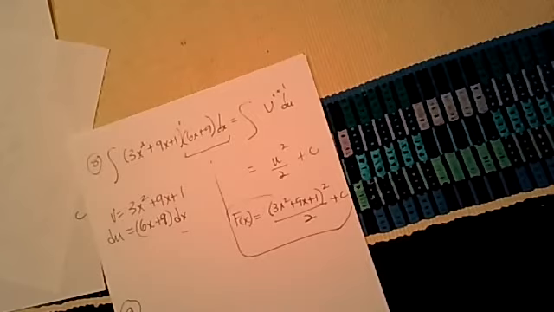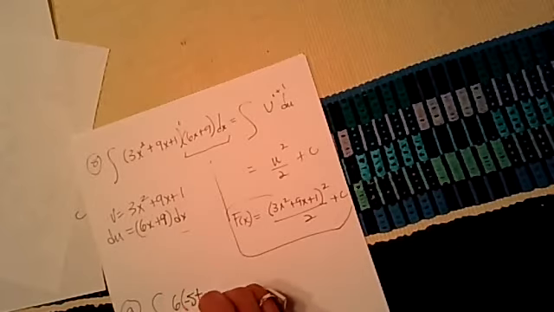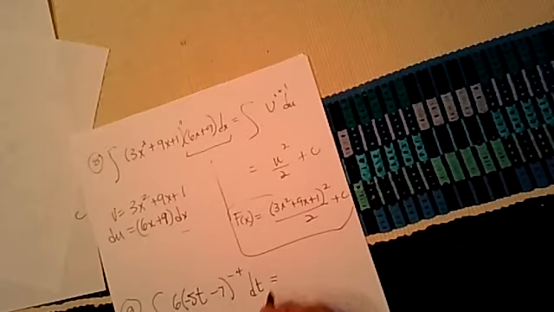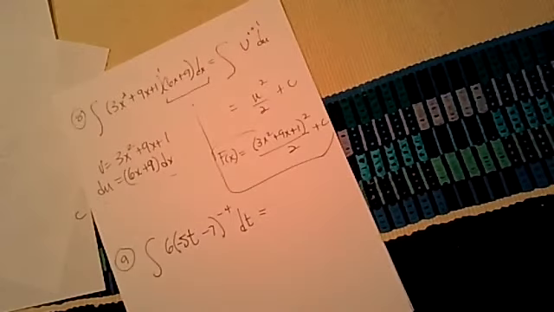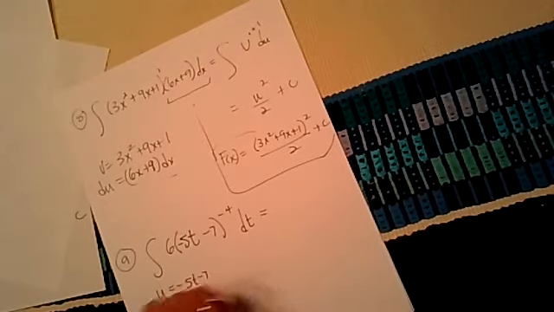Let's make sure we get some fractions. And then there's one that's a little bit, 6 times negative 5t minus 7 to the negative 4 dt. Okay, so it says use substitution, so we always let u be the inside, and the derivative of u is -5.